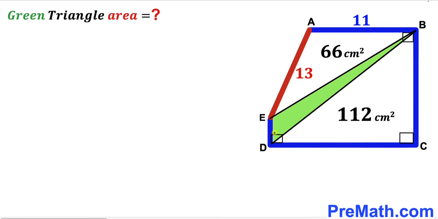And furthermore, this angle and this angle are 90 degree angles. And now our task is to calculate the area of this green shaded triangle BDE.